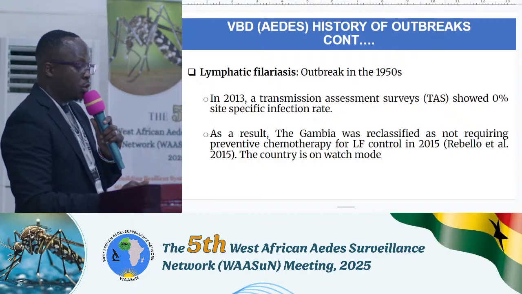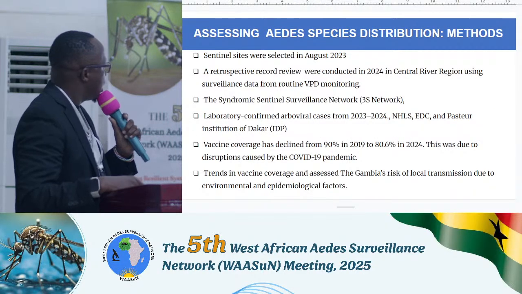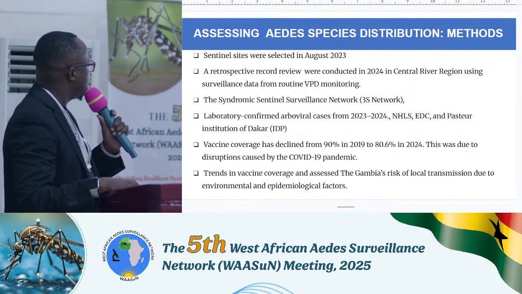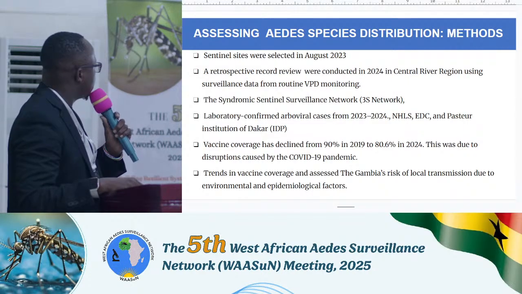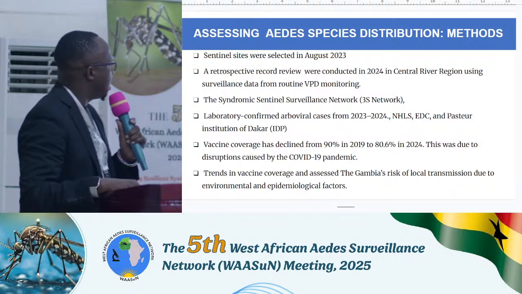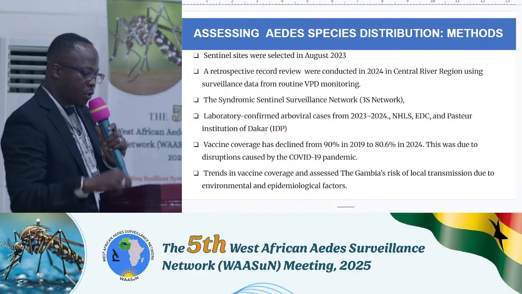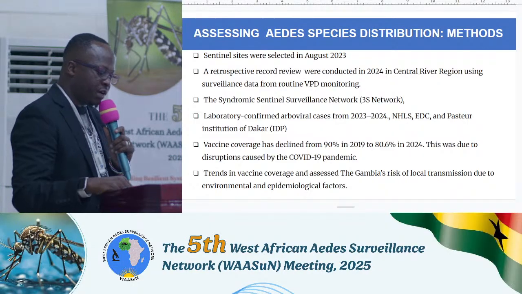In the Gambia, in 2023, we set up some sentinel sites for monitoring arboviral diseases in the country. A retrospective record review was conducted in 2024 in the Central Region using the surveillance data from routine monitoring. We have two sites that we have instituted.